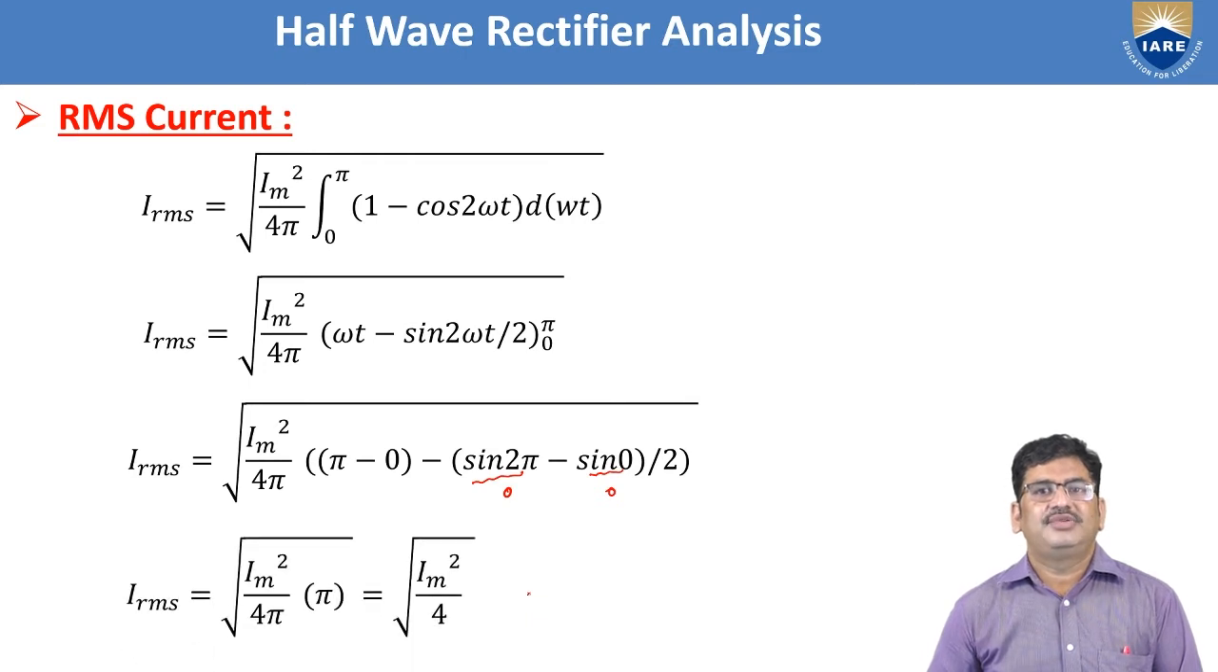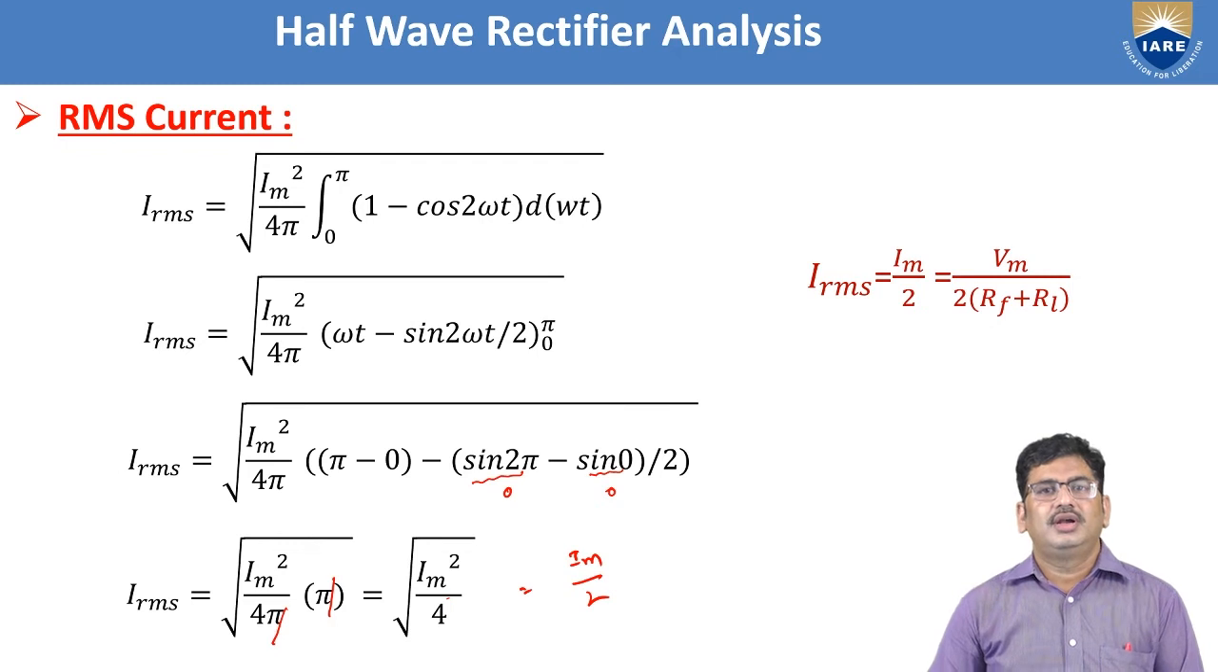Then IRMS is given as square root of Im square by 4 pi into pi. Here pi gets cancelled. Left out is square root of Im square by 4, which gives us Im by 2. Im by 2 is the IRMS current for the half-wave rectifier. As we know, Im and Vm we can relate as Im is equivalent to Vm divided by Rf plus RL. So the IRMS expression in terms of current is Im by 2, and in terms of voltage we can write as Vm by 2 into Rf plus RL.